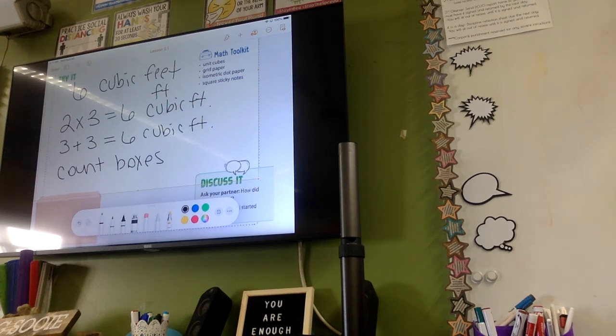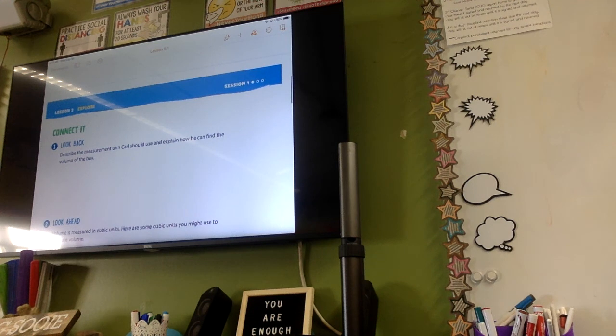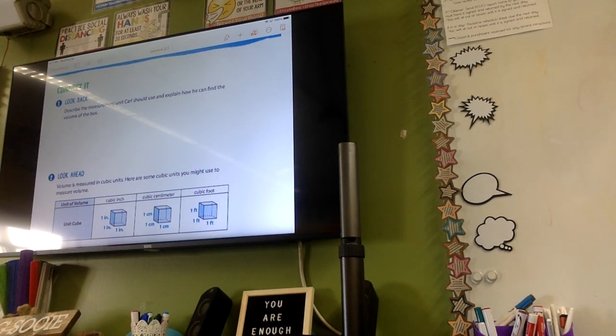So let's look over on page 18. All right, so let's look at number 1 under the connected part. Okay, so it says, describe the measurement unit Carl should use and explain how he can find the volume of the box. So, what unit does Carl use? Feet.